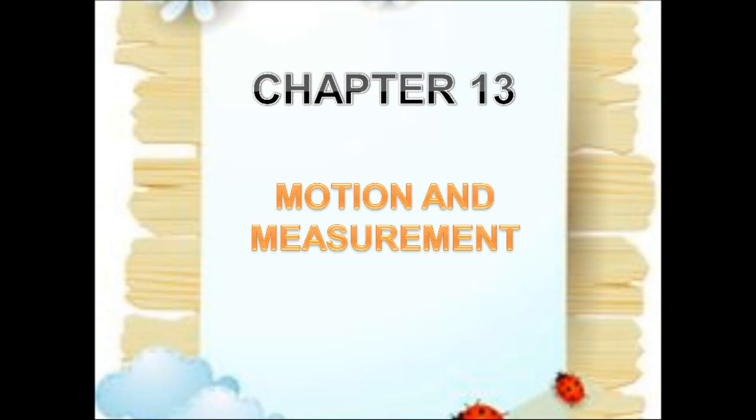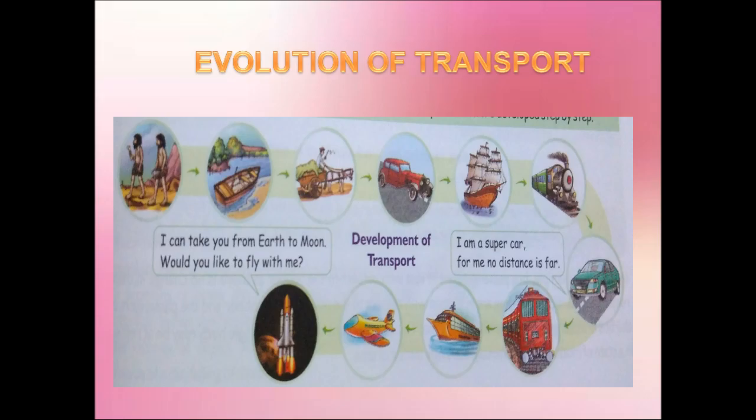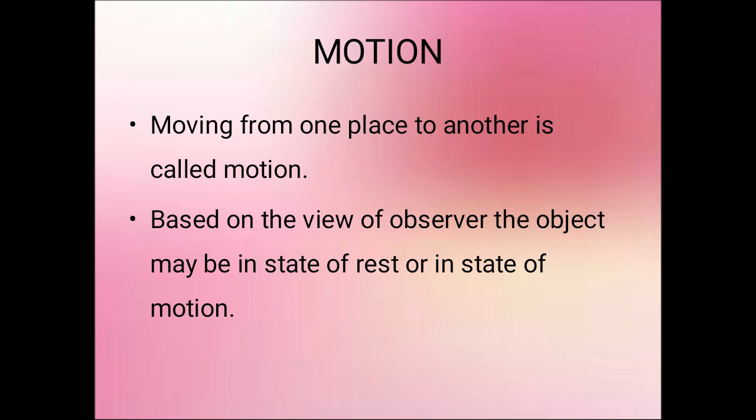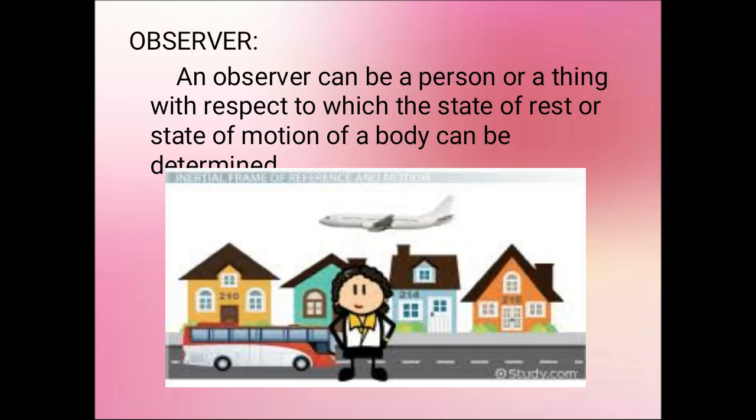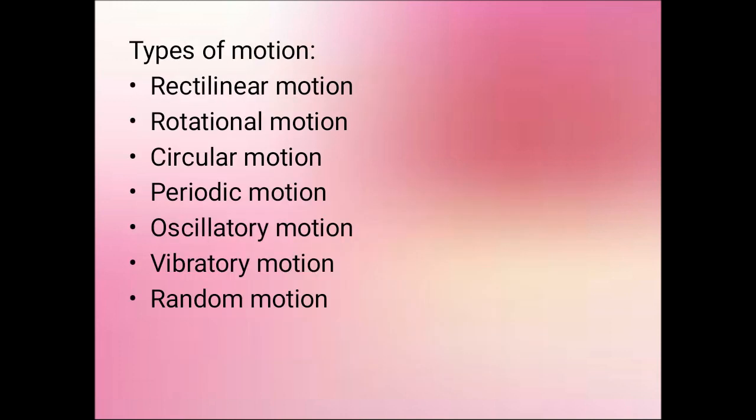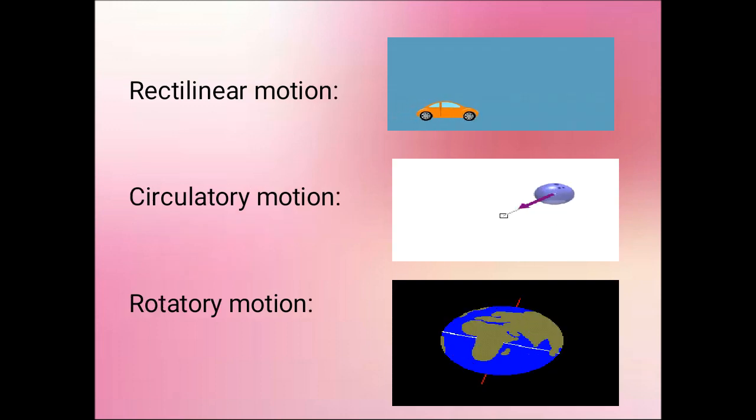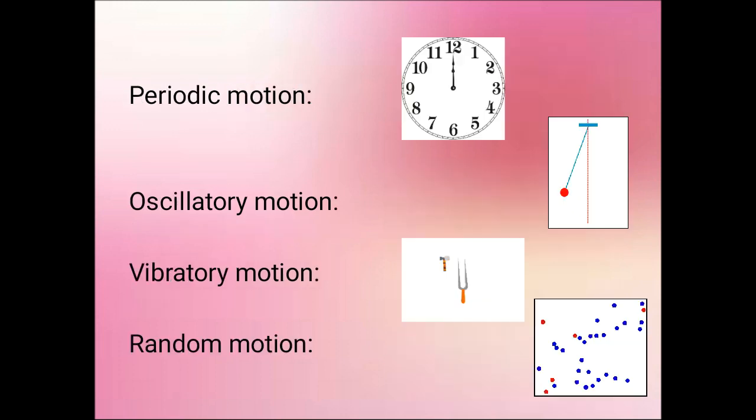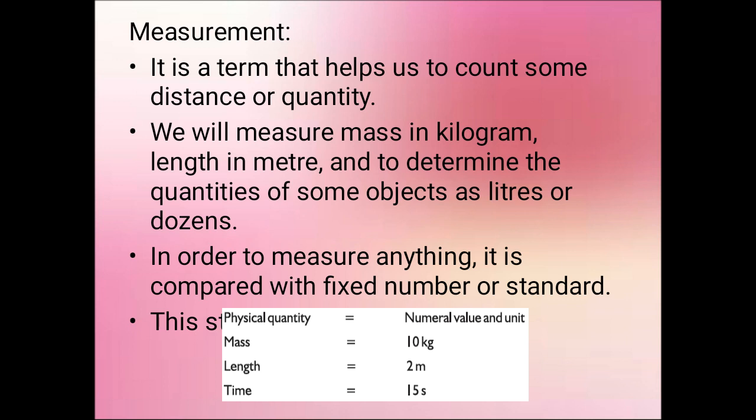Fine, children. Thank you. So now we are going to discuss the topics we had seen in the previous chapter, right? What is the chapter we discussed? We discussed motion and measurement. What are the topics we saw? We saw the evolution of transport and motion. That is, according to the observer's point of view, an object might be in a state of rest or in a state of motion, right? Then different types of motions: rectilinear motion, circulatory motion, rotatory motion, periodic motion, oscillatory motion, vibratory motion, and random motion.